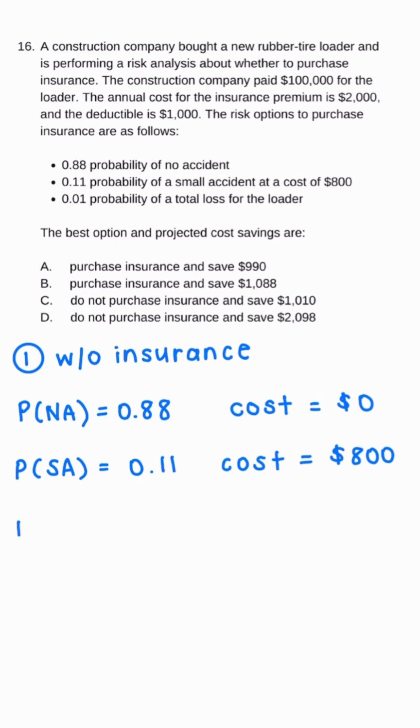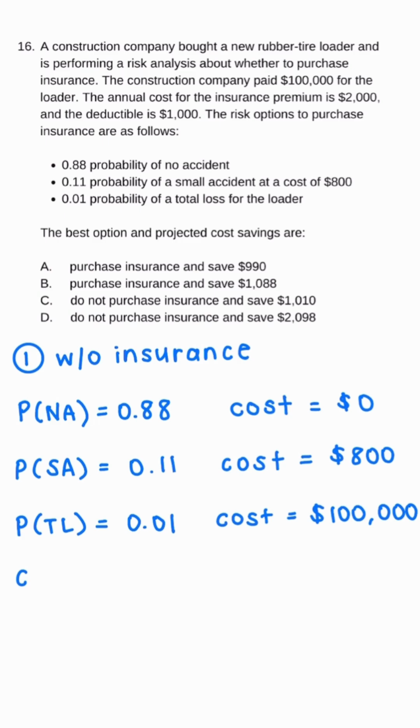The probability of having a total loss for the loader is 1%. And again, if you don't have insurance, you total the rubber tire loader, you're going to have to purchase a whole other one, which means it's going to run you another $100,000.